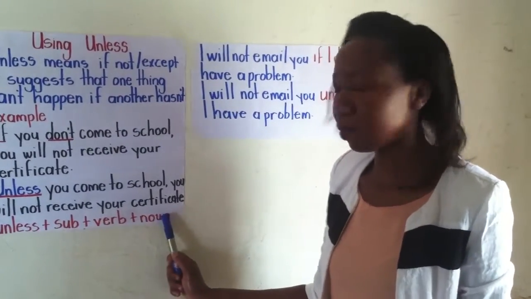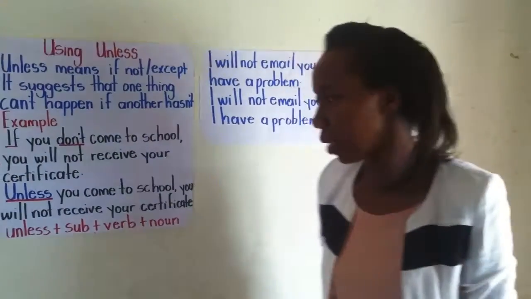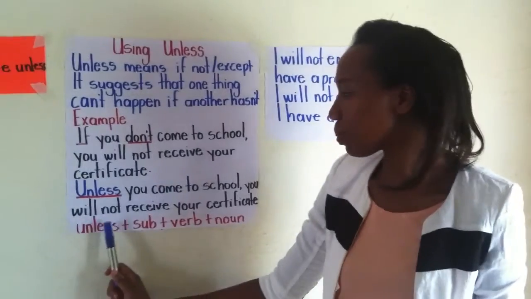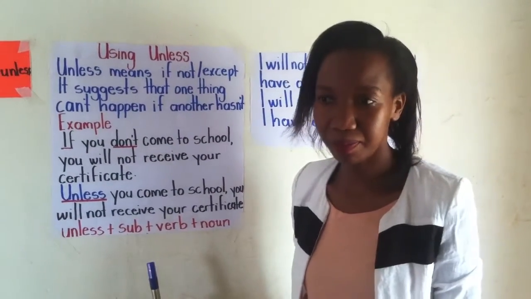Then we go to a noun. The sentence can have other parts of speech. What is most important for you to note is that we use unless plus a subject plus a verb.